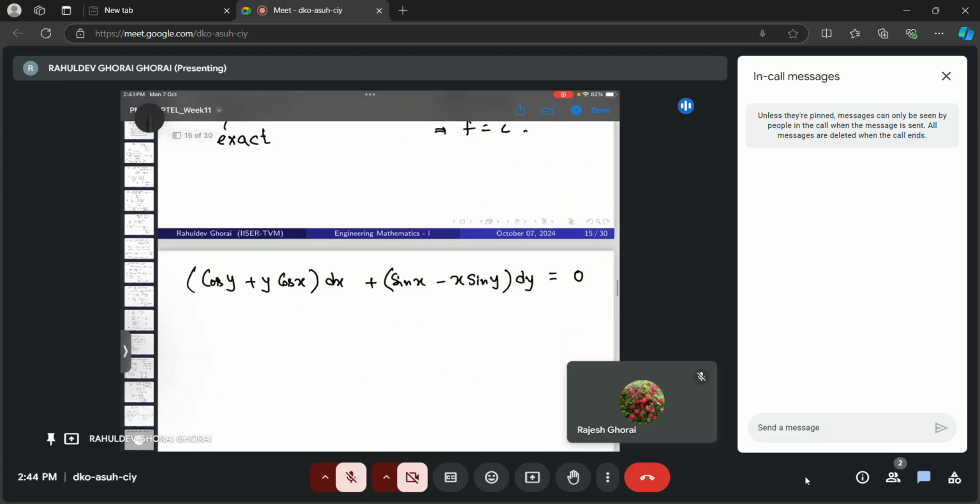Now for this one, if you compare with M dx, M is this and N is this. So what will be del M/del y? I hope all of you know what is the meaning of del M/del y.